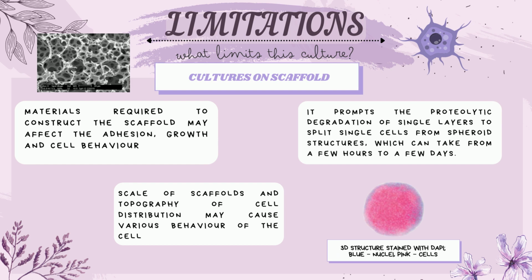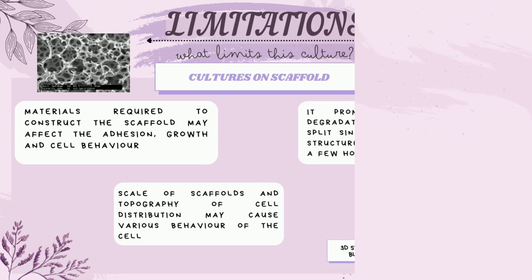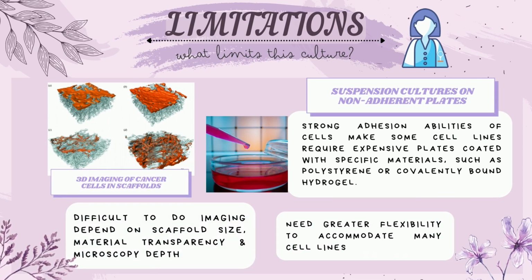Next is cultures on scaffold. The materials required to construct the scaffold may affect the adhesion, growth, and cell behavior, and it also prompts the proteolytic degradation of single layers to split single cells from spheroid structures, which can take from a few hours to a few days. Then, scale of scaffolds and topography of cell distribution may cause various behavior of the cell. As you can see, this is a 3D structure stained with Epi. The blue one is the nuclei, the pink is the cells. Other than that, it is also difficult to do imaging depending on scaffold size, material transparency, and microscopy depth. And it also needs a greater flexibility to accommodate many cell lines.